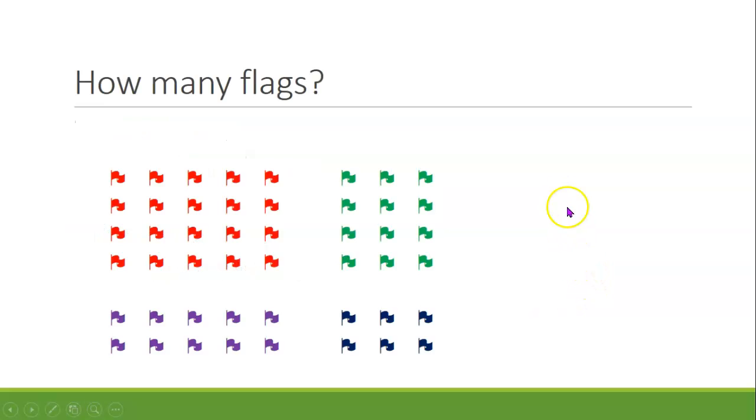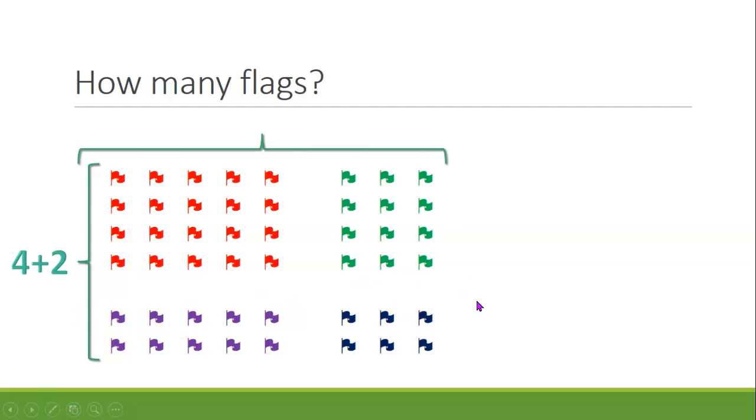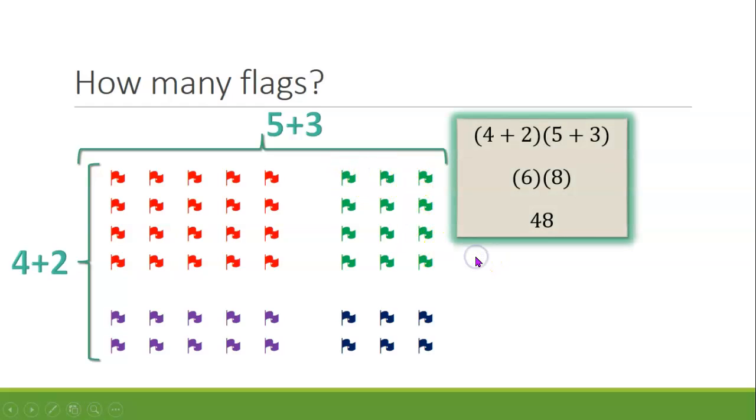Now look at this picture. How many flags do you see here? Well, one way to look at it is that altogether there are 4 plus 2, that is 6 rows, with 5 plus 3, or 8 flags in each row. And if we multiply that together, 4 plus 2, or 6, times 5 plus 3, or 8, is 48. So we got 6 rows of 8, that's 48 flags.